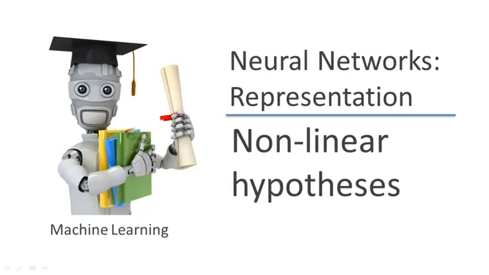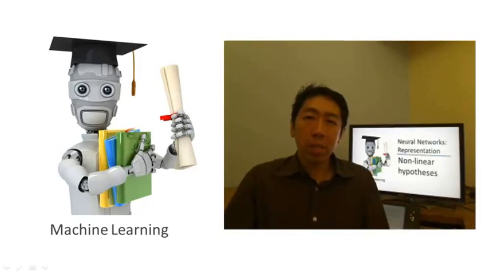In this and in the next set of videos, I'd like to tell you about a learning algorithm called a neural network. We're going to first talk about the representation, and then in the next set of videos talk about learning algorithms for it. Neural networks is actually a pretty old idea, but had fallen out of favor for a while, but today it is the state-of-the-art technique for many different machine learning problems.